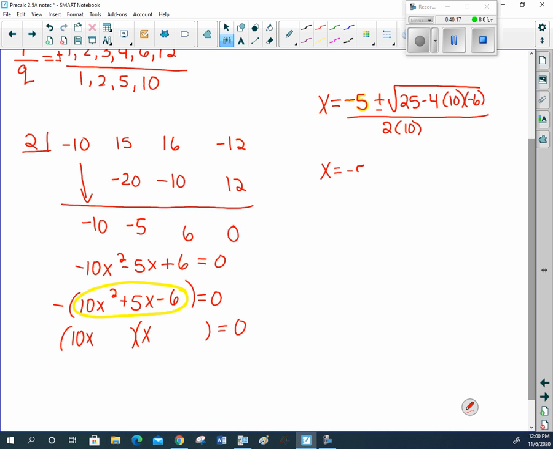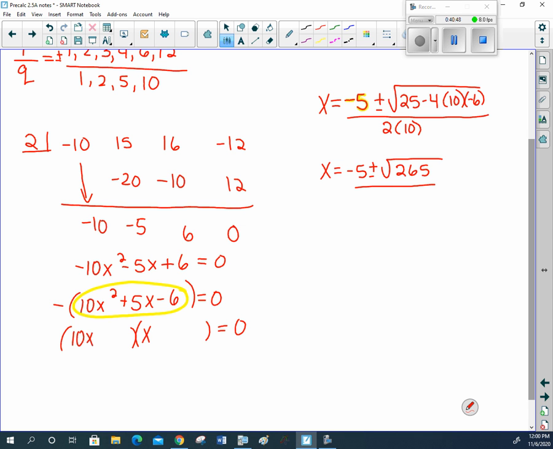So -5 plus or minus the square root. What's under the radical? 25 minus all of that. What's that number? I just need the number underneath the radical. 25 subtract 4 times 10 times -6. It's got to be a positive number. What is it? 265.